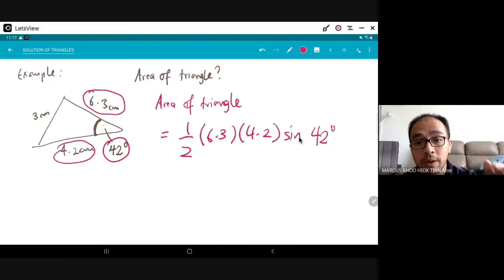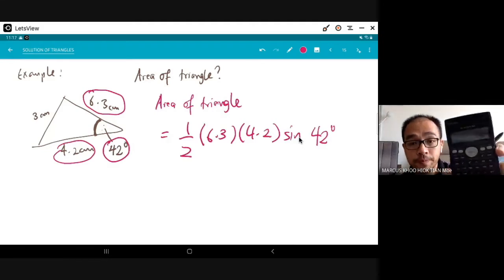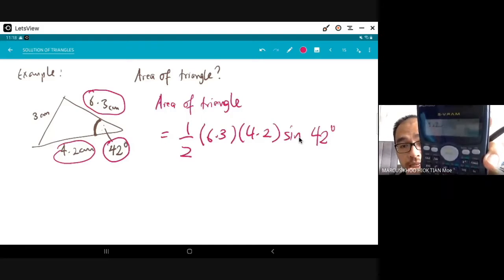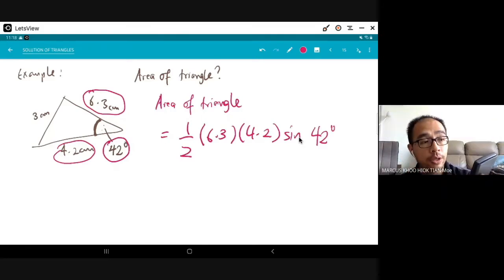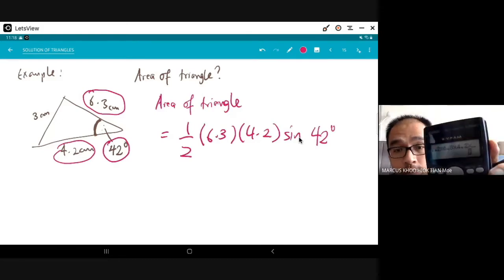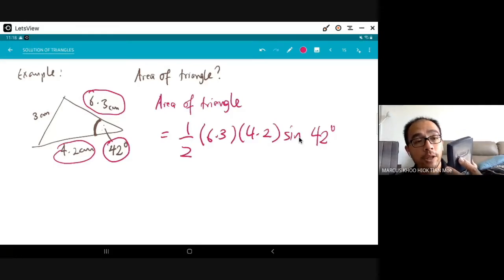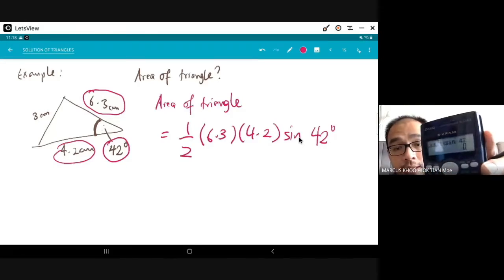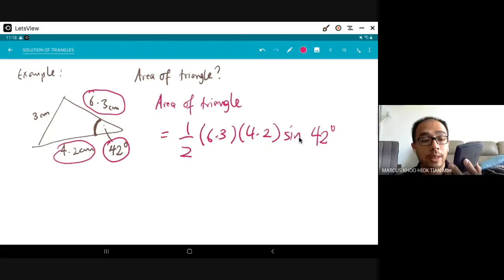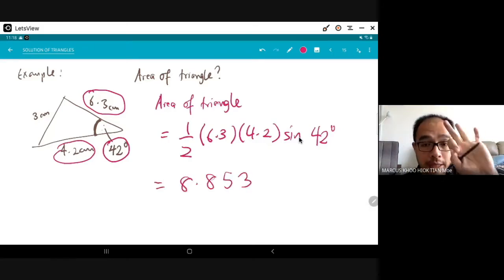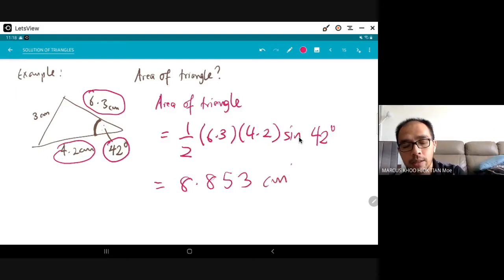Now the good news about this is you can press everything at once in your calculator. So it will be 1 over 2 times 6.3 times 4.2, then times sine 42. You just press sine and times. You will get the answer 8.853, to 3 decimal places, centimeter squared.